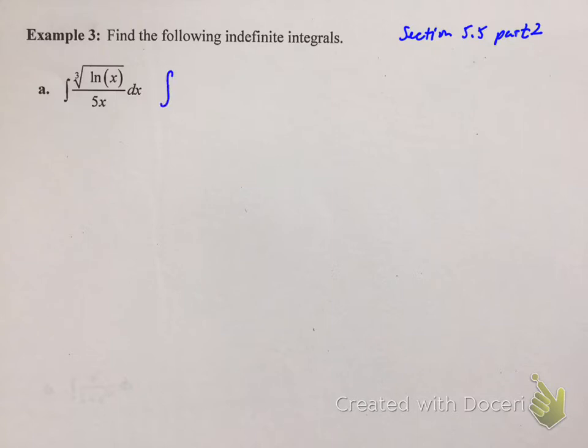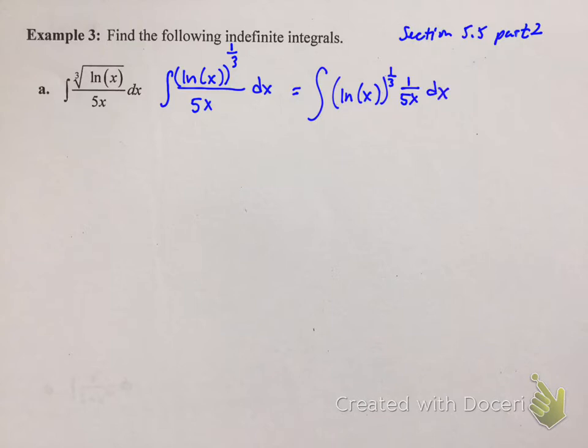So the first thing we're going to do is rewrite this as ln of x raised to the 1/3 power over 5x dx. And then I can further rewrite this as ln of x raised to the 1/3 power times 1 over 5x dx. The reason I'm doing that is because I'm going to try to use substitution to handle this. And I want this in the form of whatever I'm substituting times my leftovers. So my leftovers for this particular one is 1 over 5x dx. Okay, so let's work on that substitution.